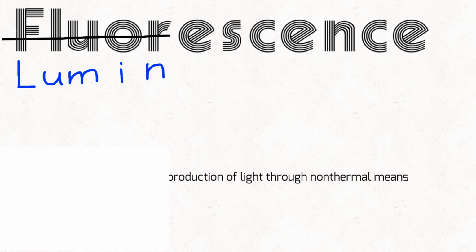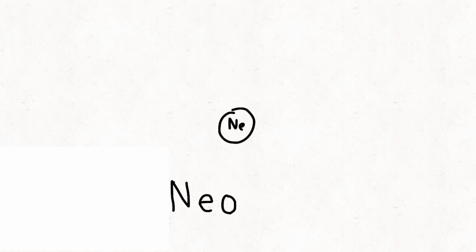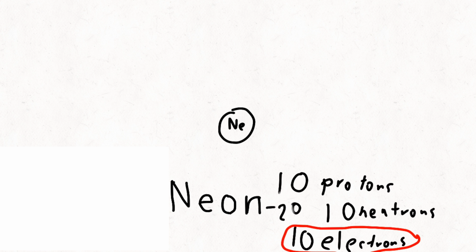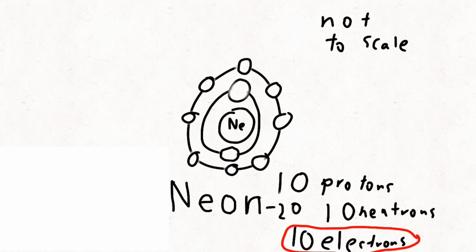To better understand how it works, we have to take a look at it from the atomic scale. For the sake of example, let's use neon 20 with 10 protons, 10 neutrons, and most critically, 10 electrons. Electrons in a neon atom are divided into two shells, 8 in the outer shell, 2 in the inner shell. The ones in the outer shell have more energy as that's needed to resist the electromagnetic pull of the nucleus.